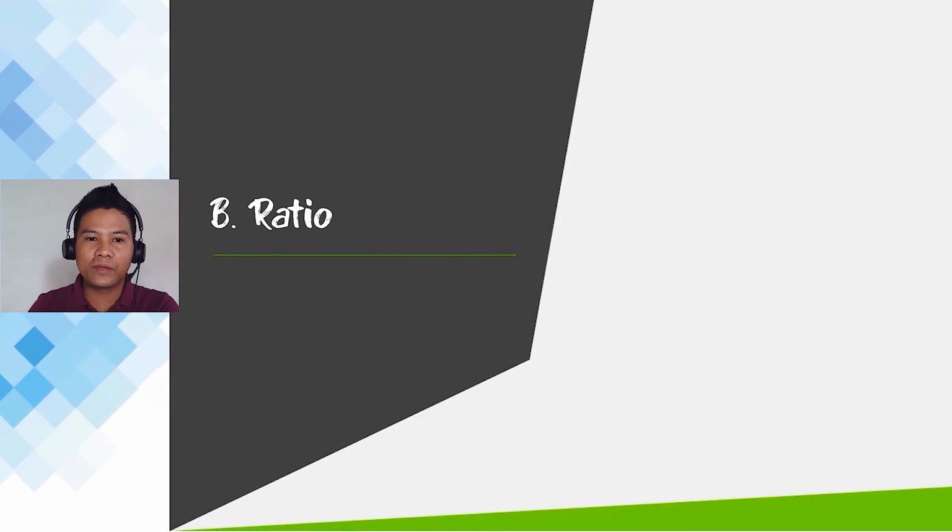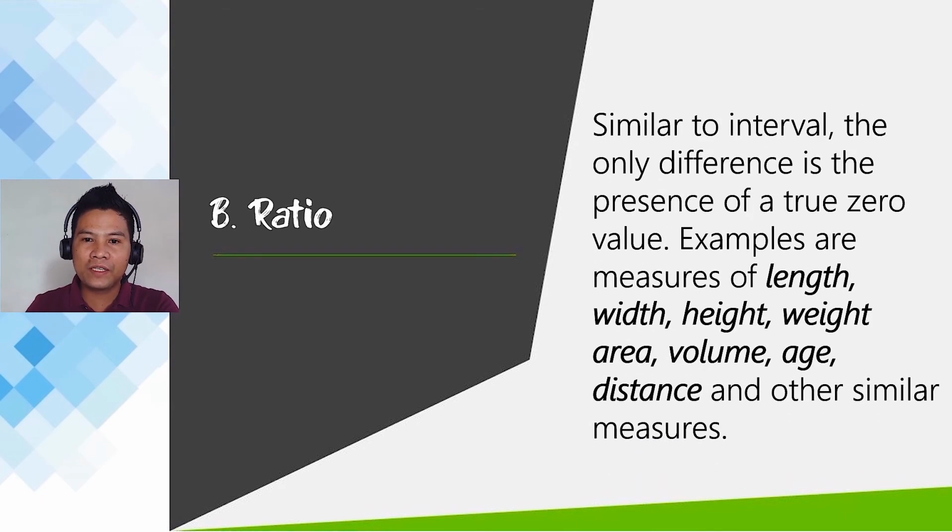Let's move on to ratio. Ratio is similar to interval. The only difference is the presence of a true zero value. Examples are we have measures of length, width, height, weight, area, volume, age, distance, and other similar measures.